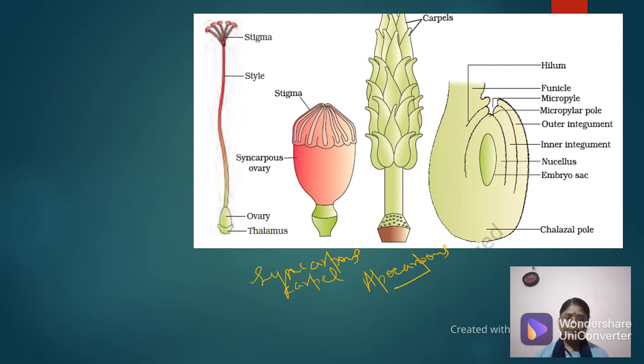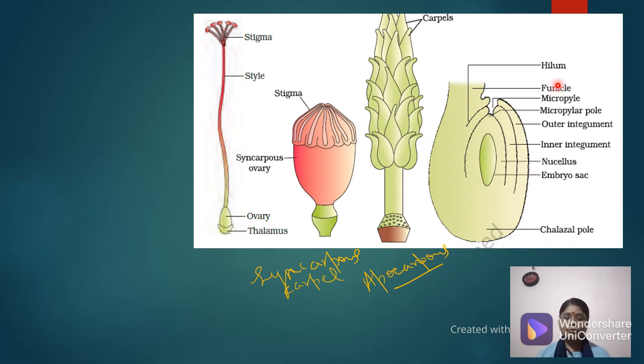Fine. Now you can see here that this is your ovule. It's showing the structure. Now if you look at here, what is funicle? Funicle is the stalk which is joining the ovule with the placenta.